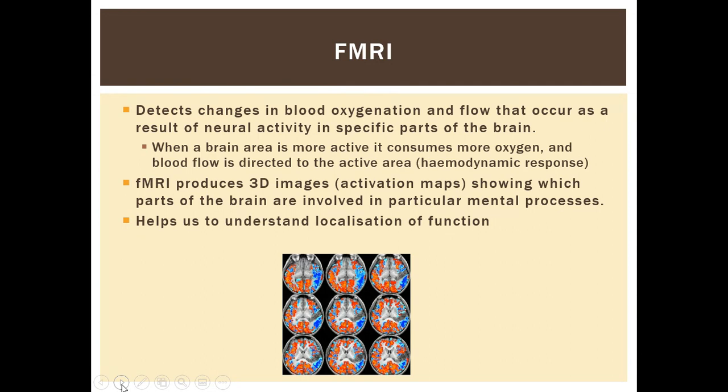What an fMRI does, it produces an image like the ones at the bottom, which is an activation map showing which parts of the brain are active in certain mental processes. It can help us with localization of function. So an fMRI shows us that the brain is working, and it shows us whereabouts in the brain that is. So it shows us function, the fact it's working, and it shows us structure. So it shows us the areas of the brain that it is working in.